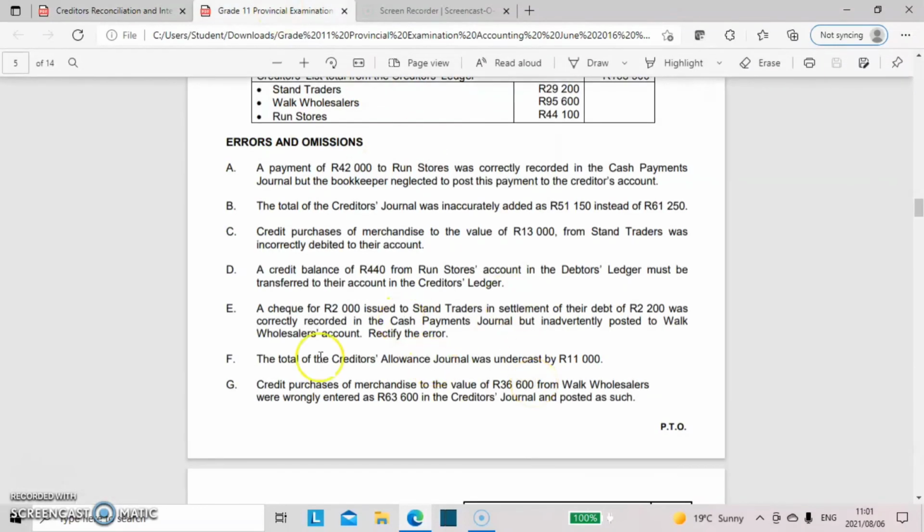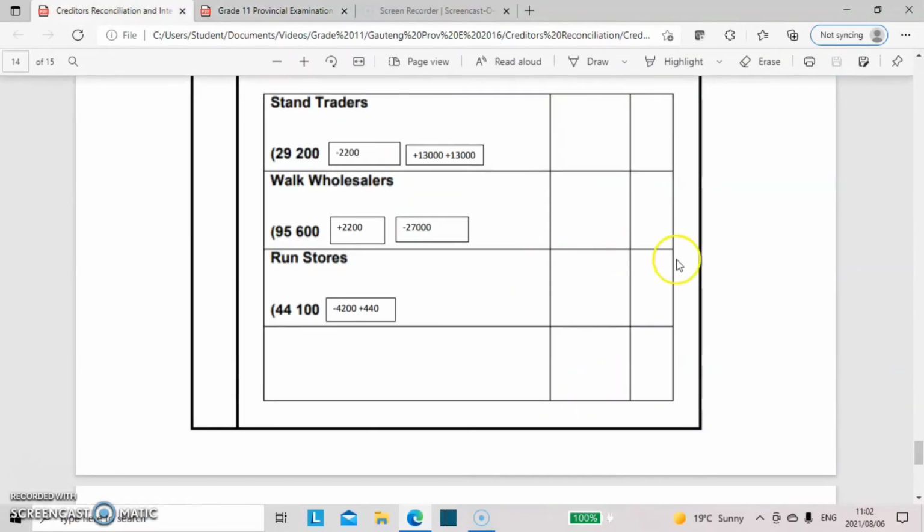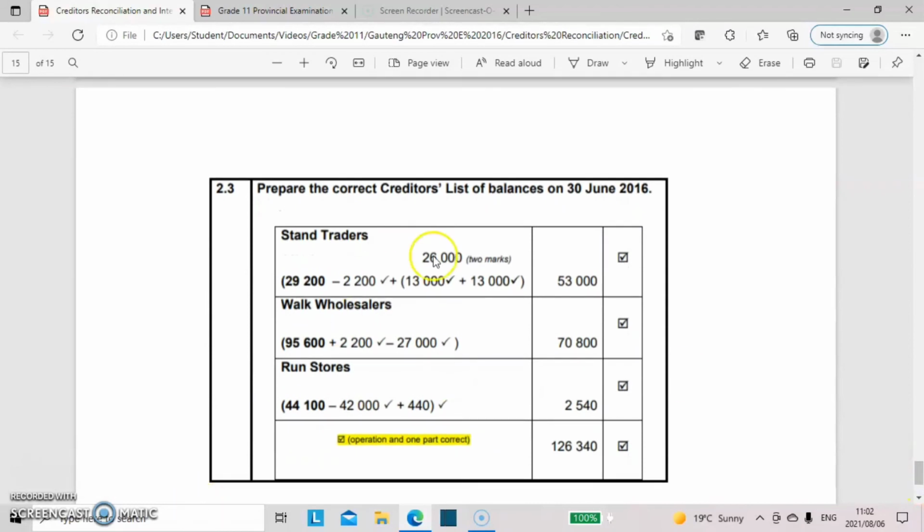And then I'm not going to do anything with the creditors allowances, but here the difference of 27,000, I need to decrease Walk Wholesalers' account with 27,000 because I made a little mistake. So I need to decrease the account with 27,000. And this is how everything should look at the end.